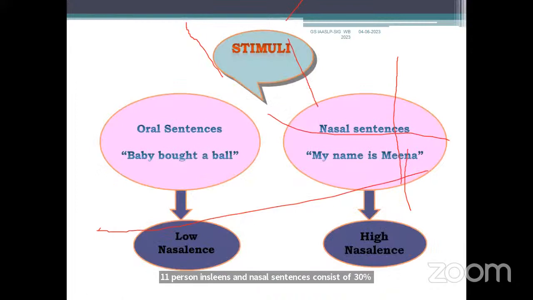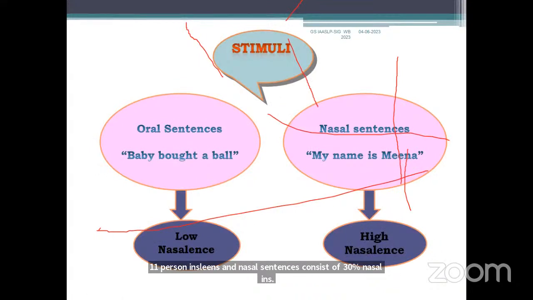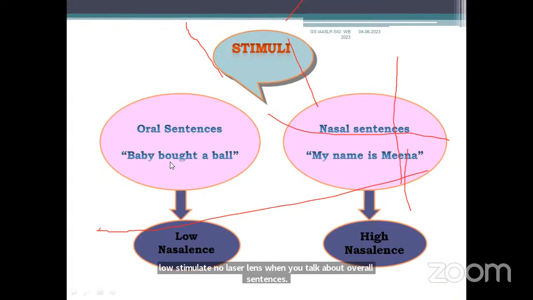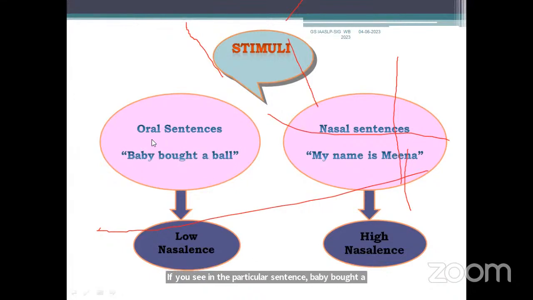So if you want an example of low stimuli, with no nasalance, and high nasalance: when you talk about oral sentences, in a sentence like "Baby bought a ball," you don't find any nasal consonant at all. Whereas in nasal sentences, most of the nasal sounds are present, like "My name is Meena," or whatever sentences you are aware of. So when we go for nasalance measurement, you have to do oral sentences and nasal sentences. Both need to be done irrespective of the language.